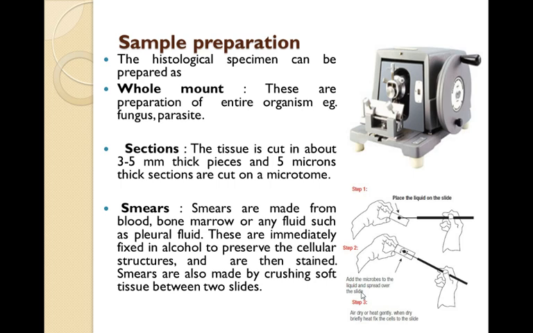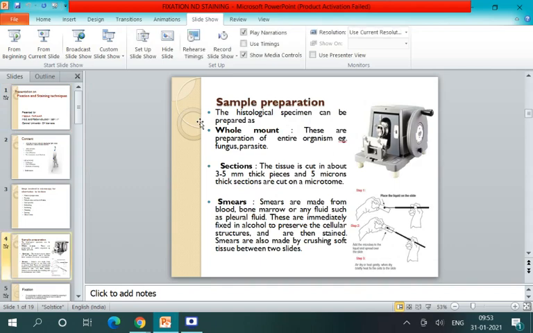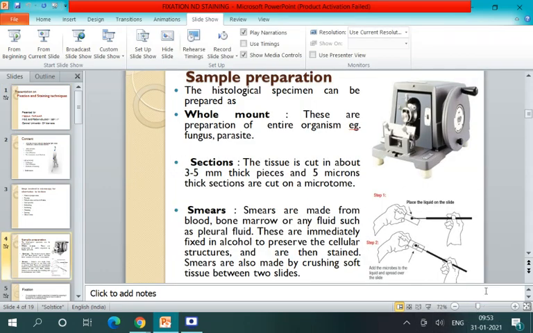Then sectioning. In section preparation, sections are prepared with the help of a microtome. It is a machine used to form extremely thin or thick sections of desired thickness, around 3 to 5 micron, cut on a microtome. I would like to discuss the microtome machine here, so let me zoom in.